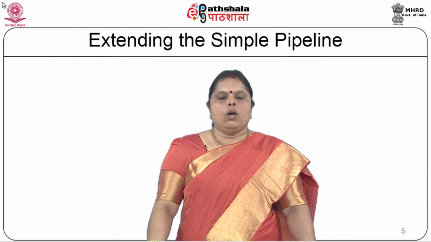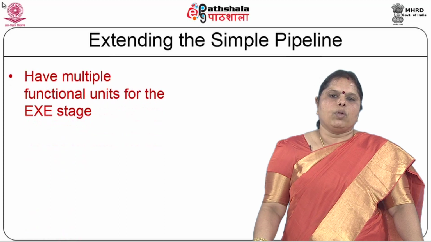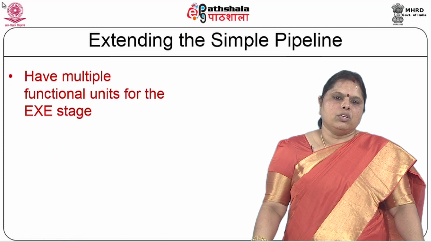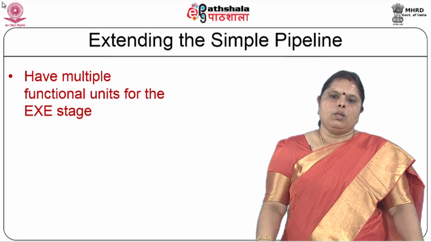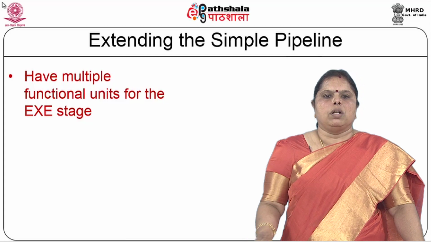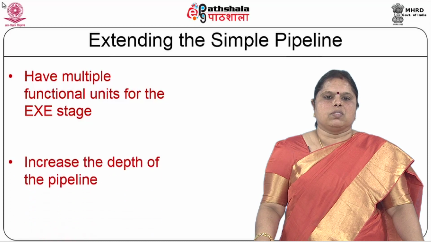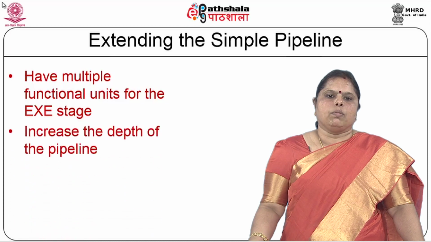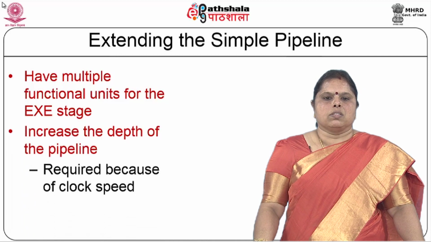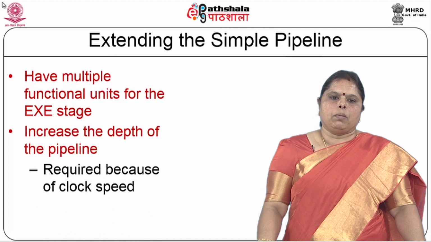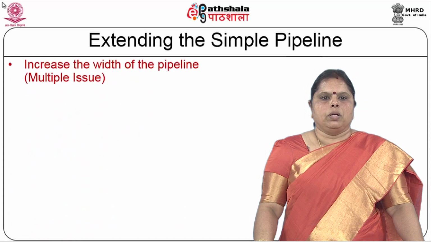Now, if you have to look at multiple issue processors, the simple technique is to extend the simple pipeline, because if you are issuing multiple instructions every clock cycle, then every stage of your pipeline will have to be capable of handling this multiple issue. So, you will have to have multiple functional units, for example, in the execution stage, or you will have to increase the depth of the pipeline so that the execution units are capable of handling multiple instructions. And the increase in the depth of the pipeline is required because of the increase in clock speed.